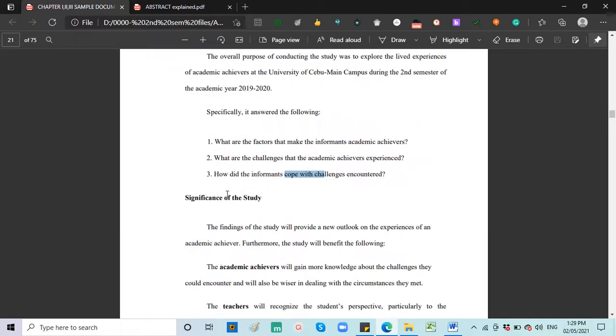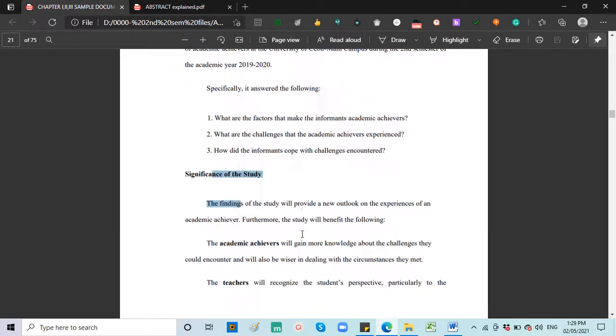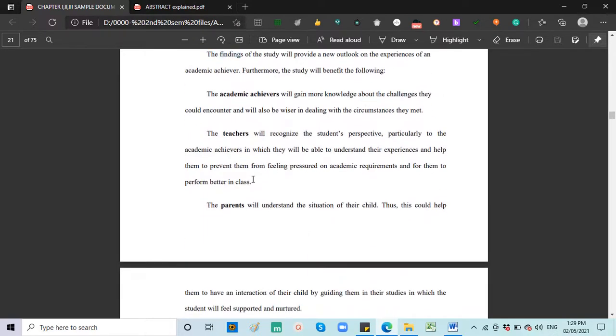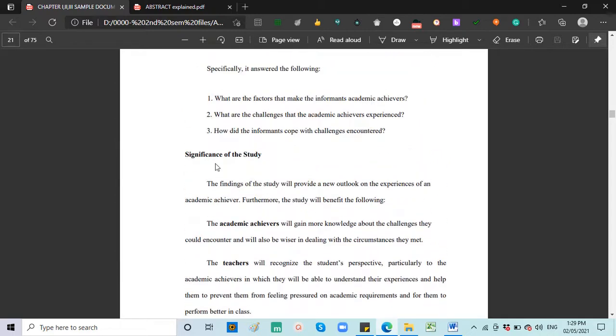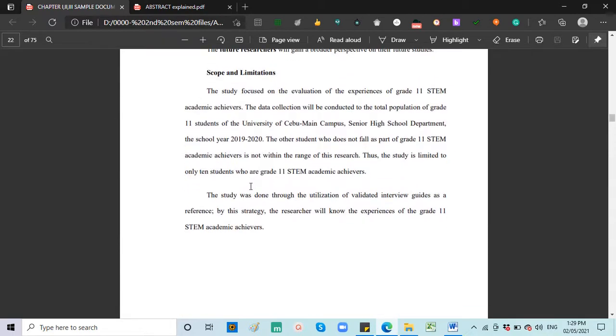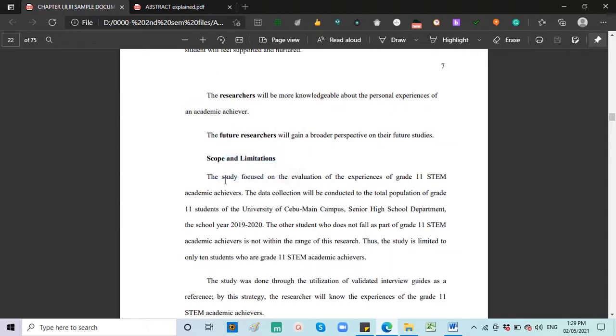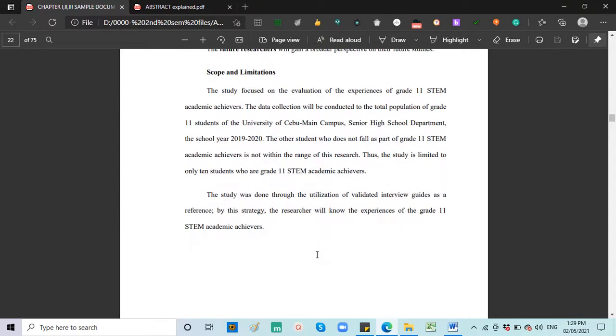Next is the significance of the study, wherein you will detail who the beneficiaries are. I think you already know that, no? Then the scope and limitations, where your paper is limited. Okay, scope, and what are our limitations?